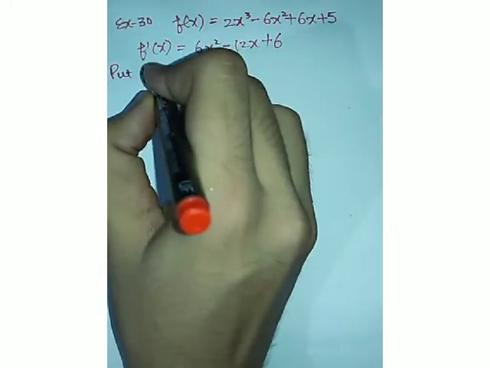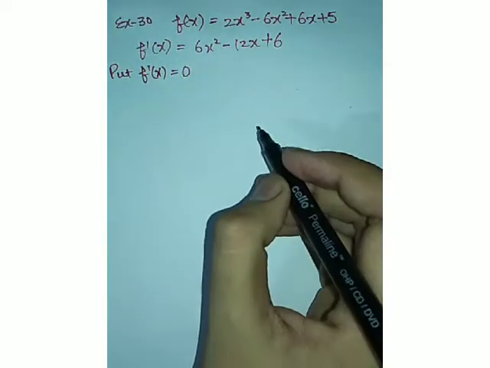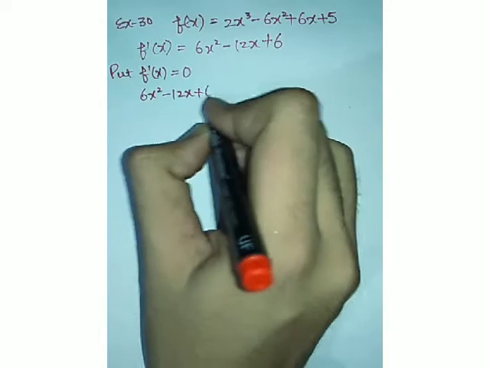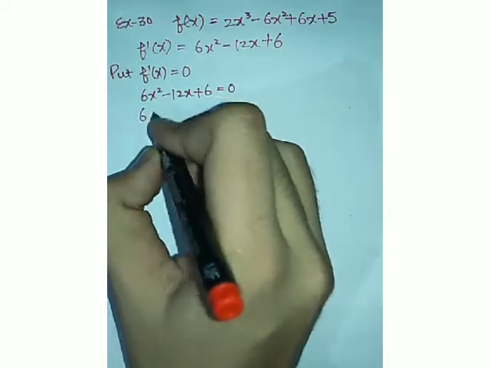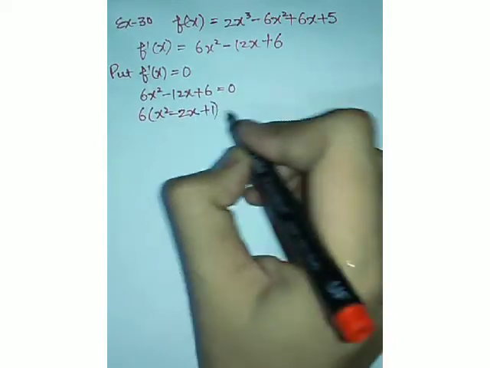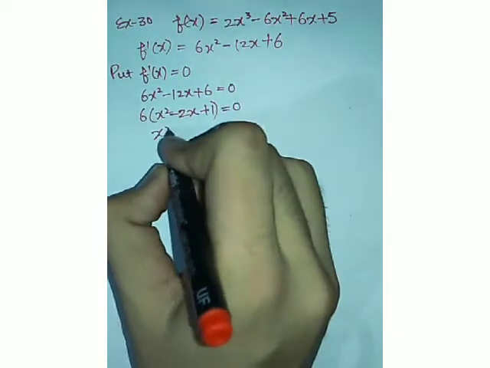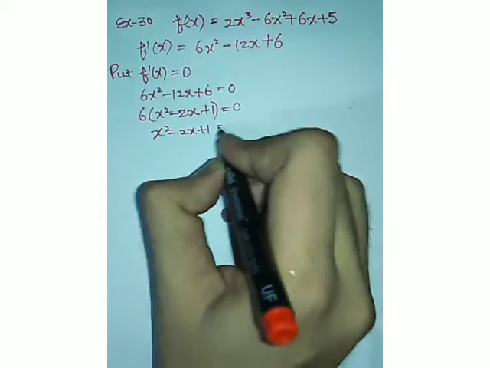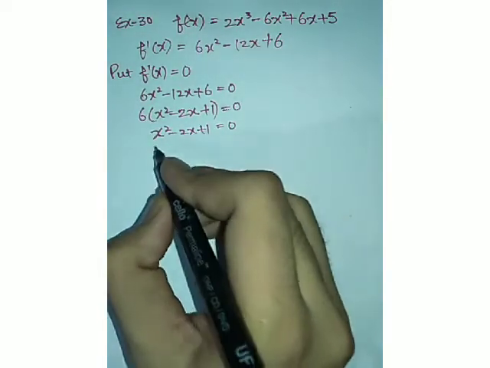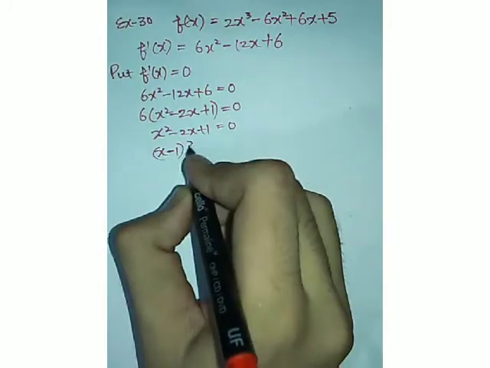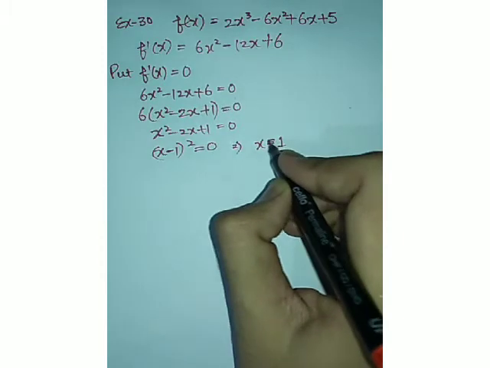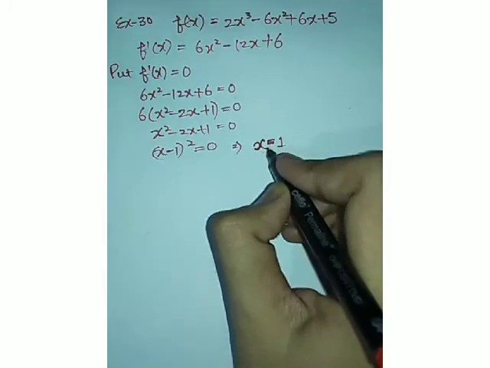We have to put f dash x equal to 0. So when you put 6x square minus 12x plus 6 equal to 0, you can take 6 as a common factor. X square minus 2x plus 1 is equal to 0. This is becoming a square plus b square minus 2ab. So you will get x minus 1 whole square is equal to 0, which implies x is equal to 1. Now here the only critical point is x equals 1.